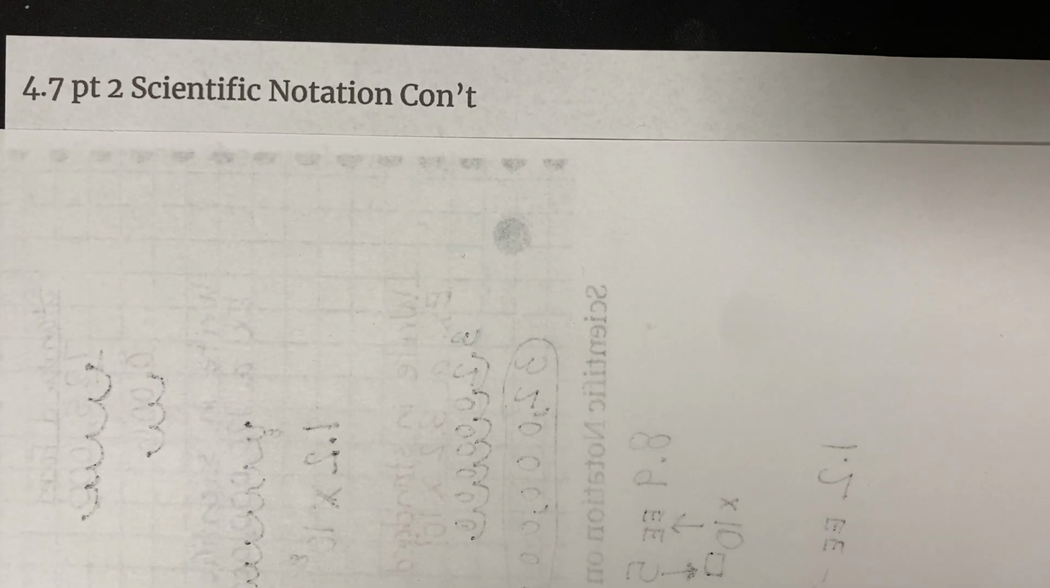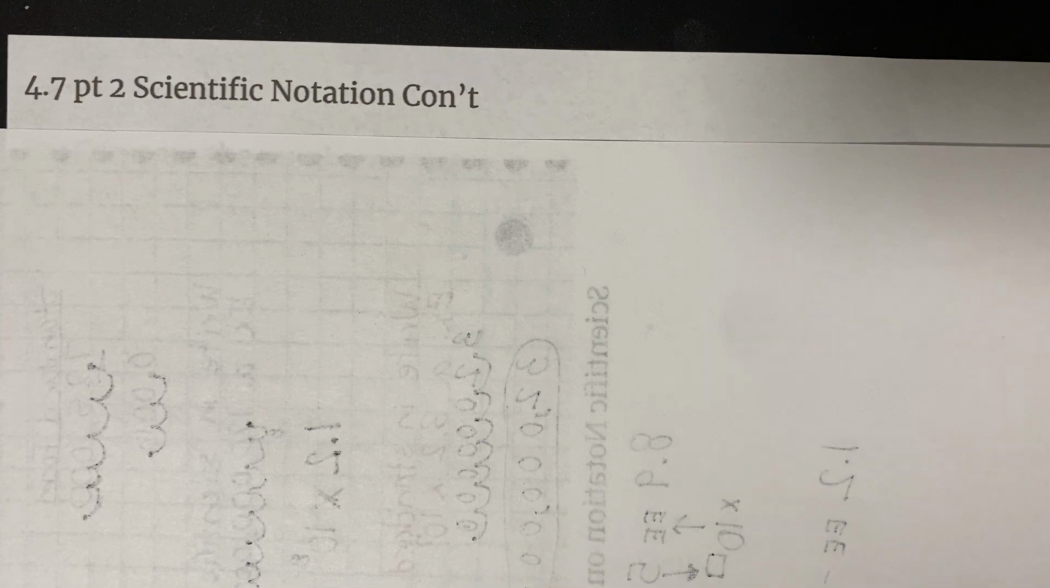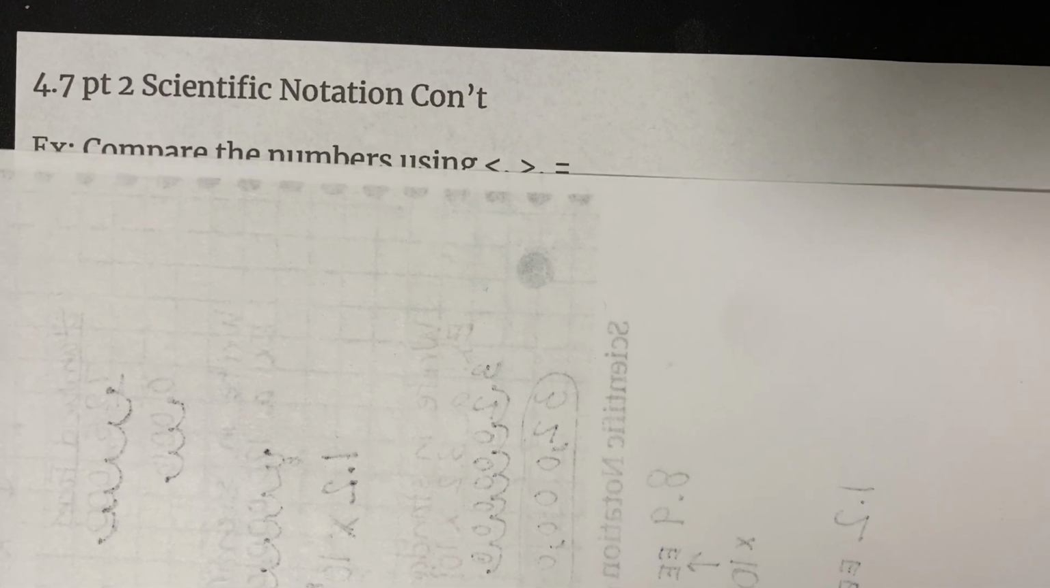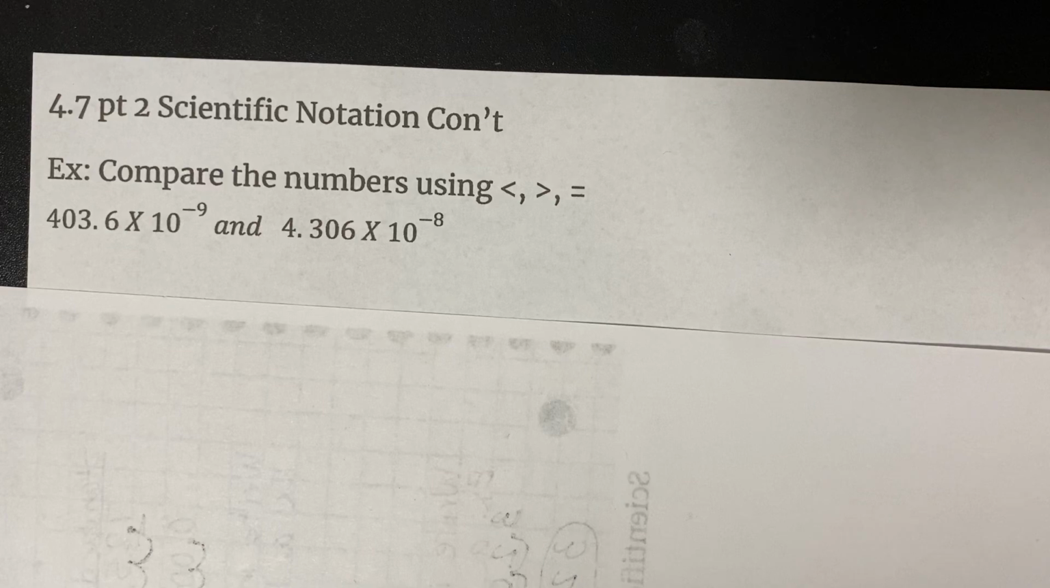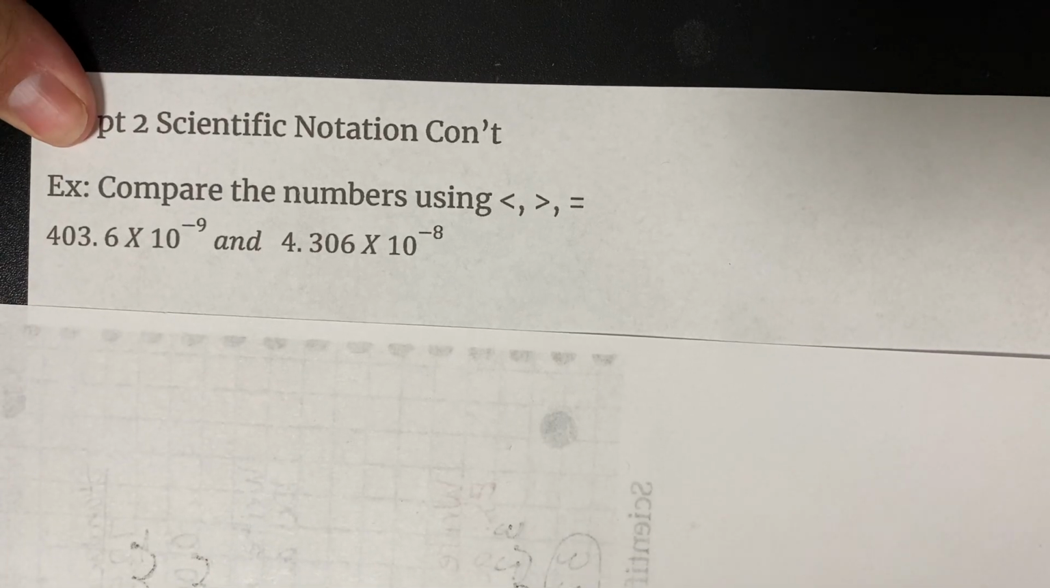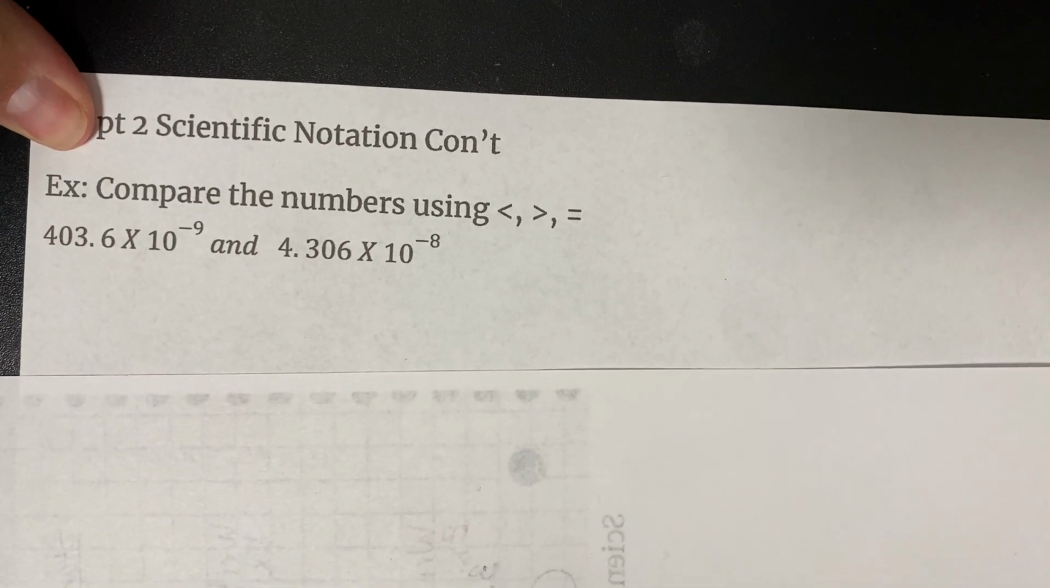Hey guys, today we are going to do the other part of 4-7 scientific notation. Now we're pretty good at interchanging standard form and scientific notation form. So today we're going to look at how we compare numbers, how we could order them, and then how we multiply scientific notations. Okay. So first thing we're talking about is comparing our numbers.